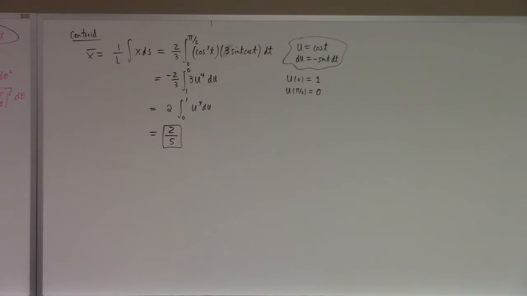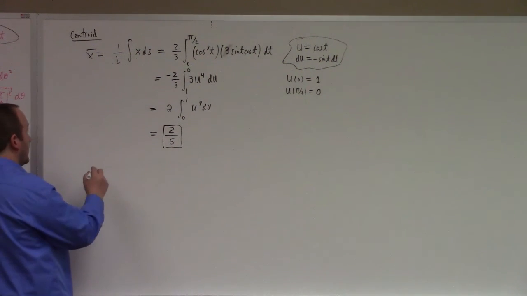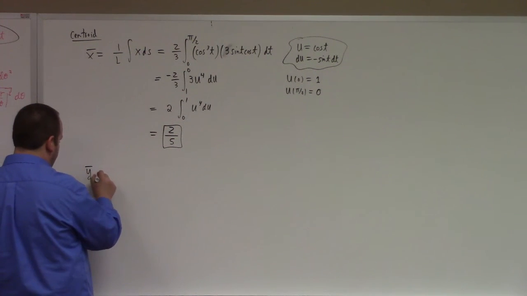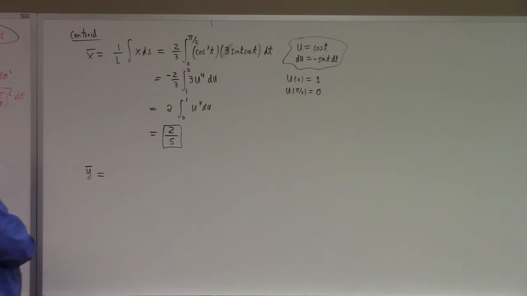This problem's actually kind of pretty. I'm starting to like this problem. y bar is what? The integral of u to the fourth is u to the fifth over 5. Put in 1, you get 1/5. Put in 0, you get 0. So 2 times 1/5 is 2/5, yeah.